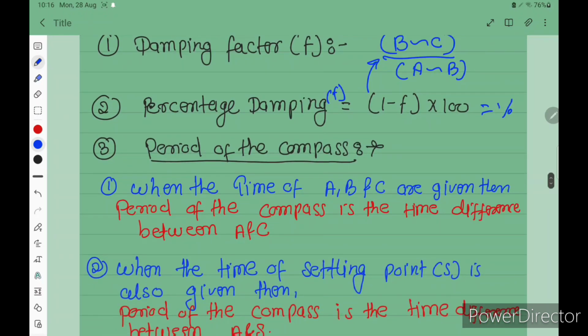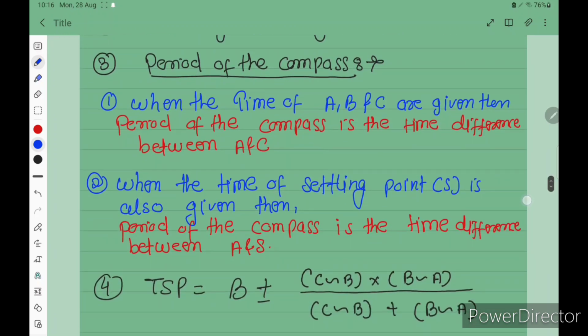The period of the compass: when the times of A, B and C are given, then the period of the compass is the time difference between A and C. When the time of settling point S is also given, then the period of the compass is the time difference between A and S.